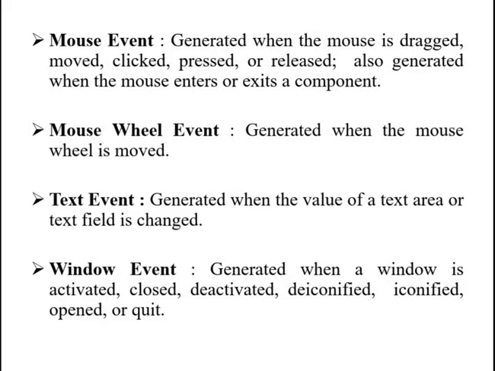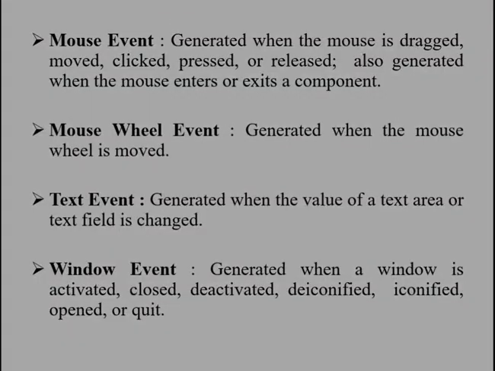Then the next one is TextEvent. The TextEvent is generated when the value of a text area or text field is changed. Then the last one is the WindowEvent. The WindowEvent is generated when the window is activated, closed, deactivated, deiconified, iconified, opened, or quit. All these events are included in the event classes.